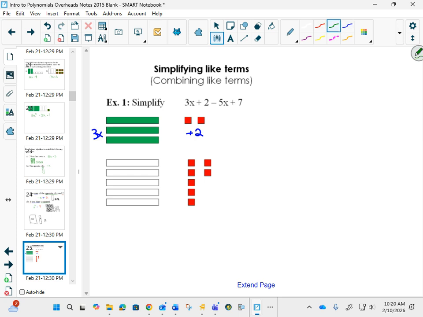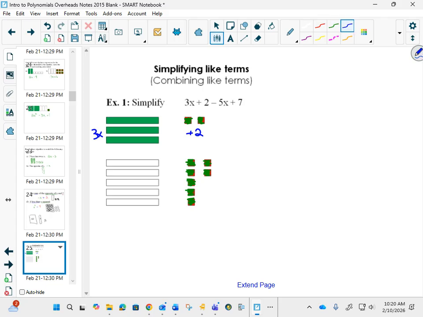And again, on the computer they were red. I like the same color. And I like coloring, so I'm going to color them in green. Such a good coloring job. So, there's my 3x, there's my plus 2.